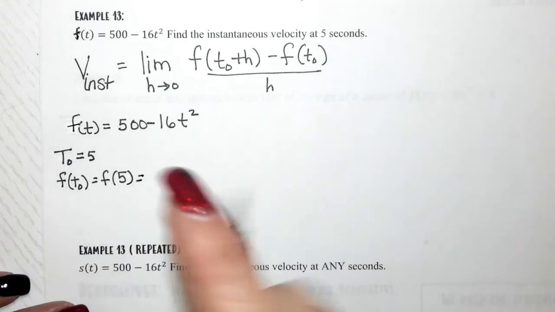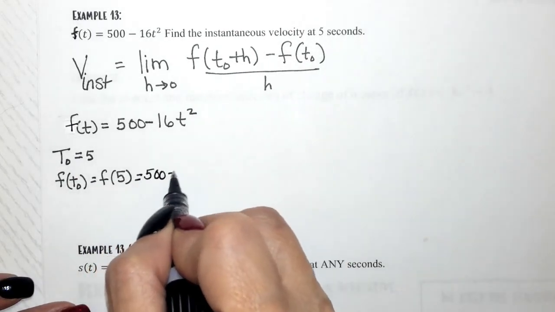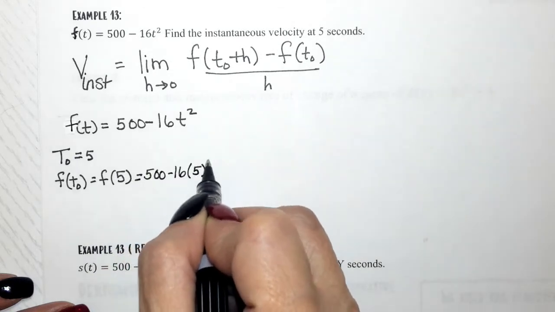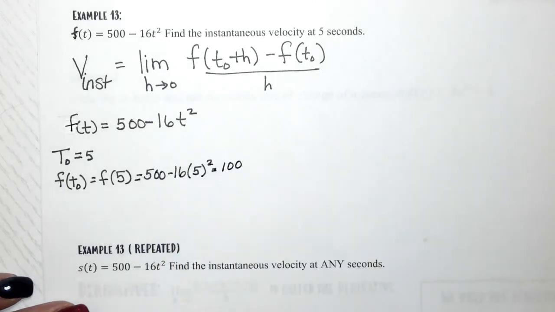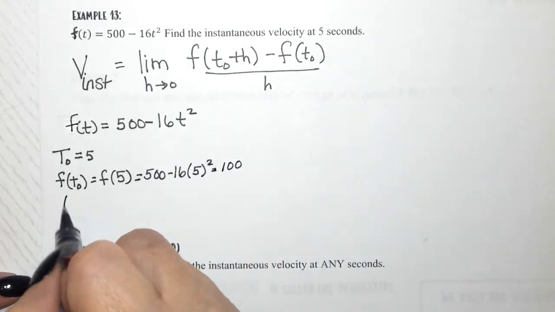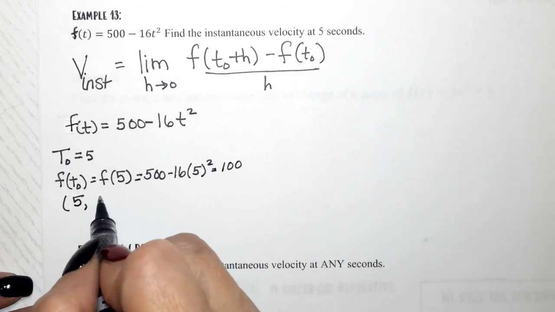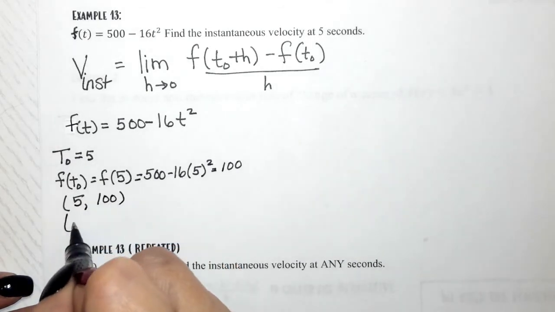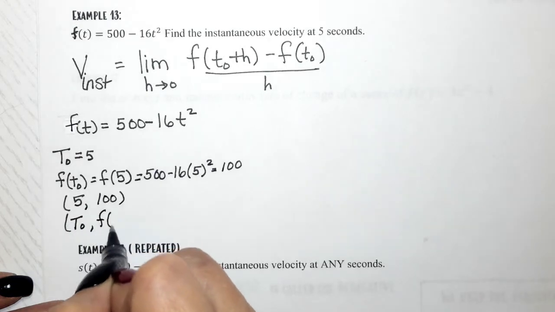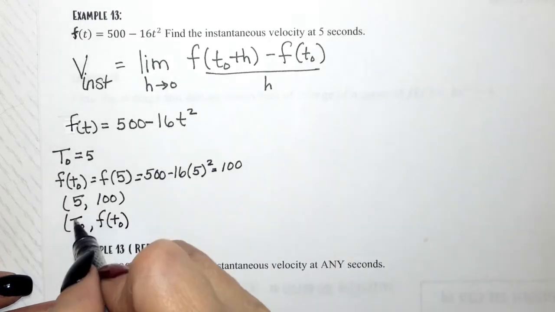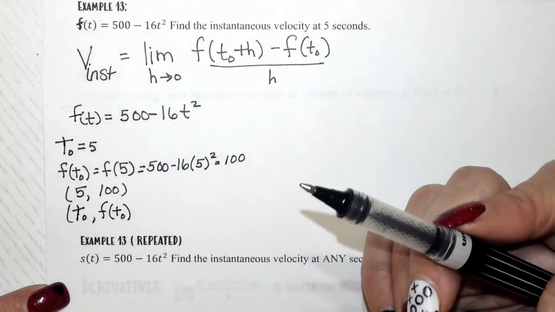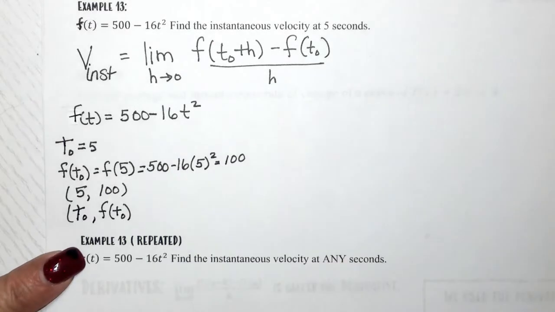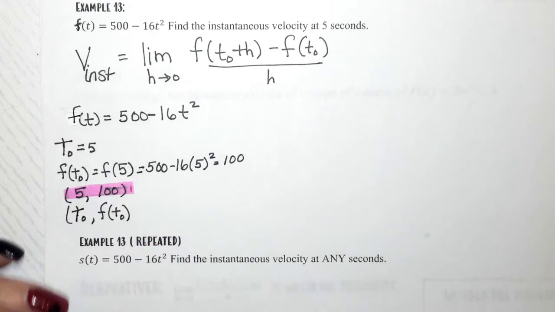So let's plug that in. That's 500 minus 16 times 5 squared, which comes out to be 100. So I have the ordered pair: if you plug in 5, you get 100. So that means this is t naught and f of t naught. And I seem to have this problem with capital T and lowercase t. I'm going to try and keep them all lowercase. I am going to highlight that though. So here's the first one.